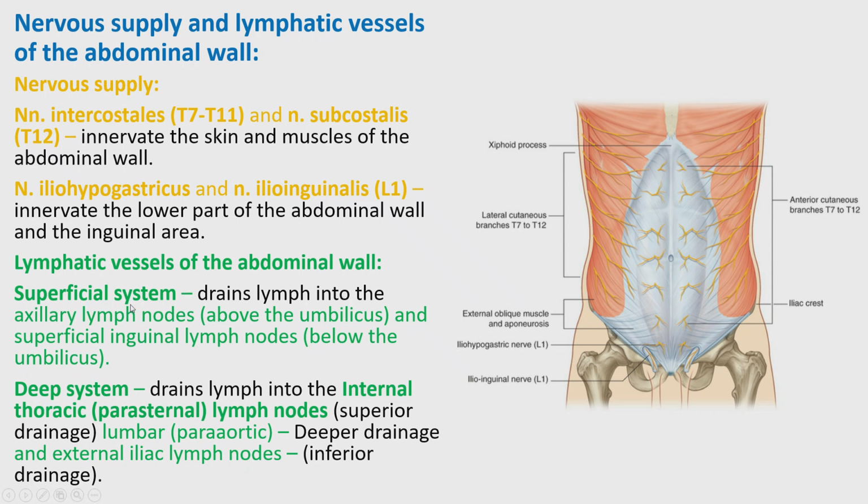Lymphatic drainage is divided into the superficial system and deep system. We said the superficial system drains above the umbilicus, in this area, toward the axillary lymph nodes, and below the umbilicus to the superficial inguinal lymph nodes. The deep system above the umbilicus goes to the parasternal or internal thoracic lymph nodes. The deeper one goes to the lumbar nodes, and inferiorly to the external iliac lymph nodes.